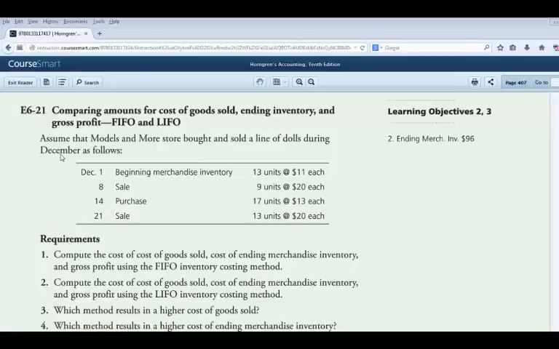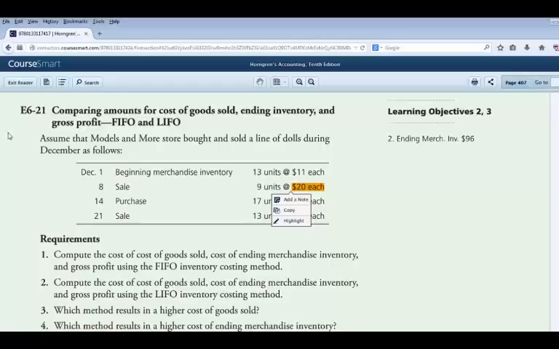So we've got this: assume that Models and More store bought and sold a line of dolls during December as follows. So we've got beginning inventory in this example. We made a sale, we made a purchase and a sale. Don't let this trip you up here. It says we sold 9 units at $20 each. That $20 right there, that's our sales price, okay? Because this is a sale.